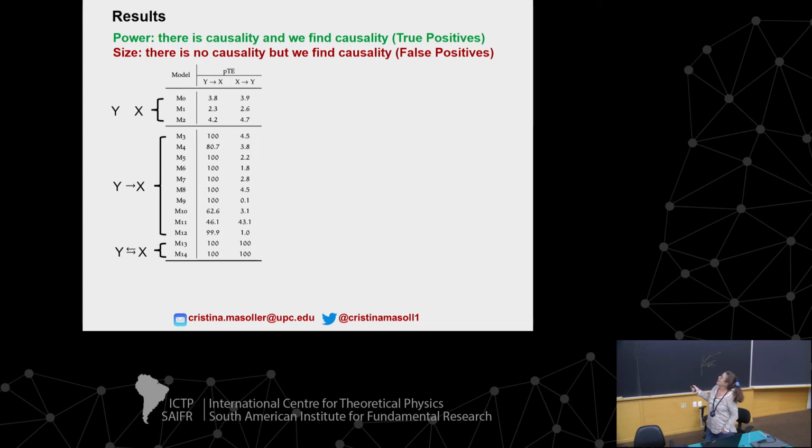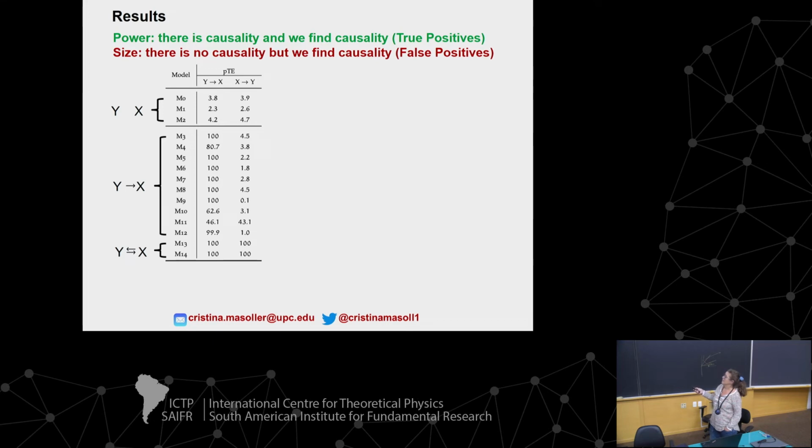And here are the results. In 100, this is a percentage. We did 100 simulations, and we found causality in very, very small percentages. So this is kind of good. We made 2% mistake, 3% mistake. When there is causality, sometimes we find it all the time, 100%. There are some mistakes. We find X to Y, but there is none.